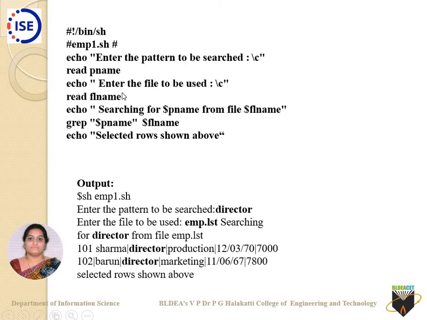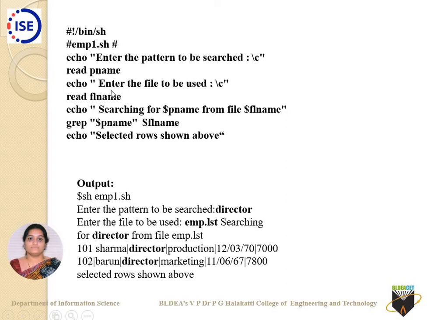Then echo, enter the file to be used. Ultimately, what I am devising in this program is that I am asking the pattern name from the user. Now in my last classes, if you remember, with grep as a command, we had searched the pattern called director from a file called emp1.lst, or sales as a pattern name from the file called emp.lst. Now, in the same way, I do not want it to be stuck to director or sales; it is only a pattern name, just p name here. I can have my own value for that particular variable.